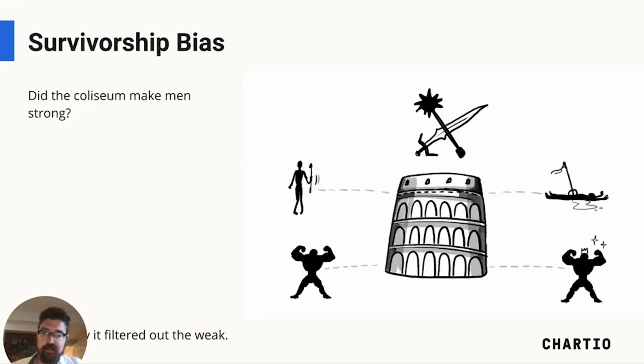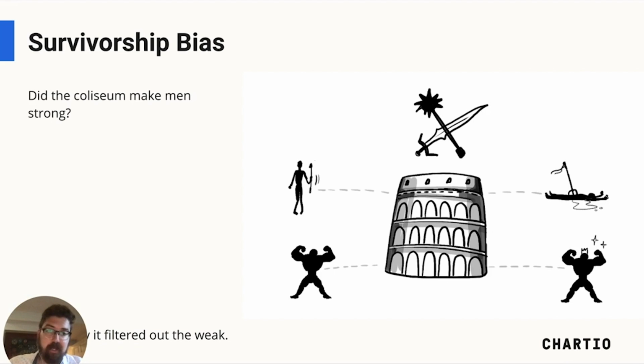Another variant of survivorship bias has to do with causality. Here we have a coliseum, and at the end you have these very strong gladiators. Some people infer from this that the Colosseum made these people strong. Now, what likely happened was the Colosseum rewarded people who were already strong and filtered out the weak. So the Colosseum didn't necessarily make them strong. It's just that the strong survive, so they're the only ones still left around.